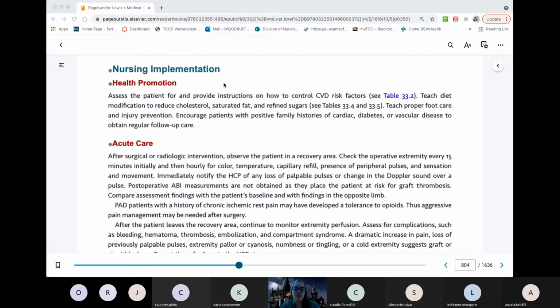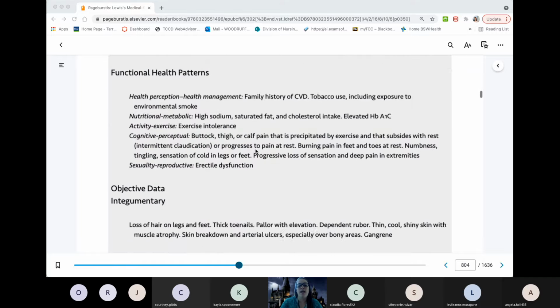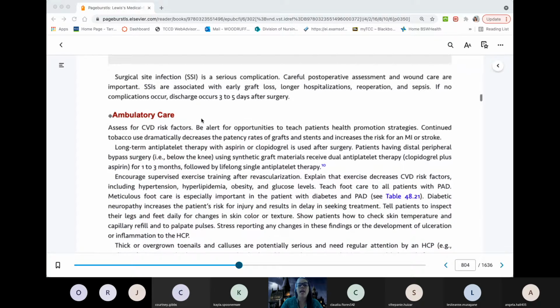So then implementation is a big fancy word for what am I going to do as the nurse? Interventions, like what can I do? And they always break the implementation section into three parts. Each chapter is going to have health promotion, which means how can I prevent this? Acute care, which means I'm in the hospital taking care of this patient. They are acutely sick. What am I going to expect? What do I need to do? What are my interventions there? And then I have a section called ambulatory care, which means I'm sending them home. They're about to go home. What am I going to do with this patient there?